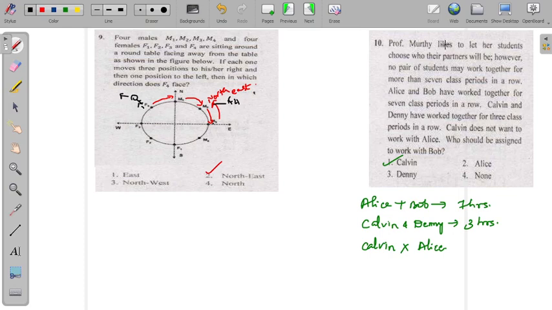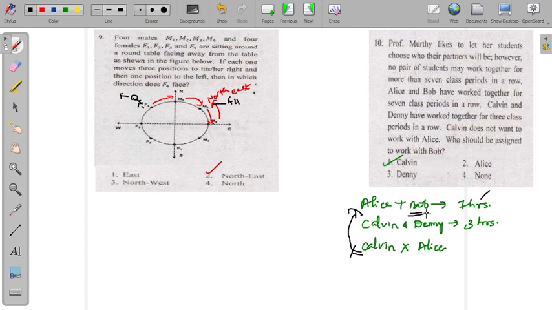Similarly, 10th question, Professor Murthy likes to let her students choose who their partners will be. However, no pair of students may work together for more than 7 class periods in a row. Alice and Bob have worked together for 7 class periods, so this is done. Kelvin and Denny have worked together for 3 class periods in a row. Then Kelvin doesn't want to work with Alice, so this is an impossible pair because they don't want to work together. Who should be assigned to work with Bob?